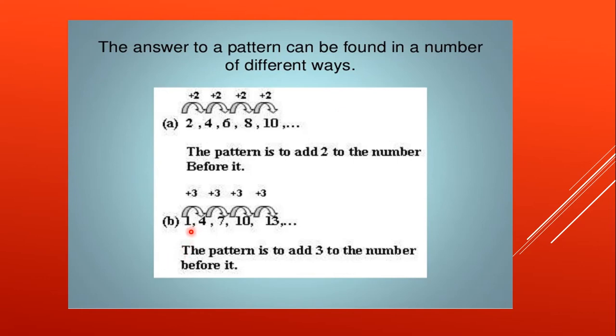Now the second: 1, 4, 7, 10, 13. So first you will find a relation. Then after finding the relation, you have to write the next term or next number. So what is the difference between 1 and 4? 3. Then 4 plus 3 is 7, or else you can do 7 minus 4, 3. So basically the difference is 3. So 7 plus 3 is 10, 10 plus 3 is 13, and if I further add 3 to 13, I'll get 16.